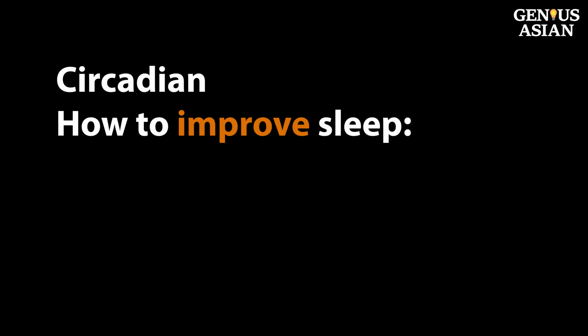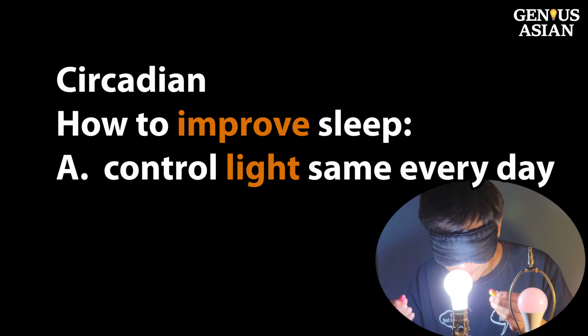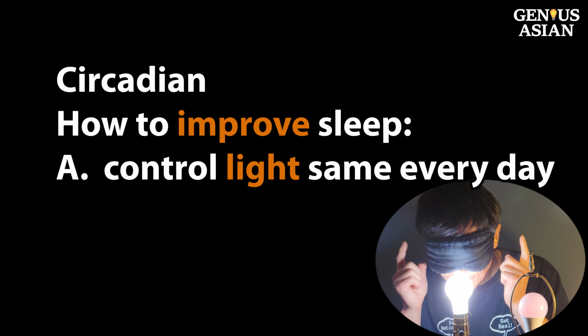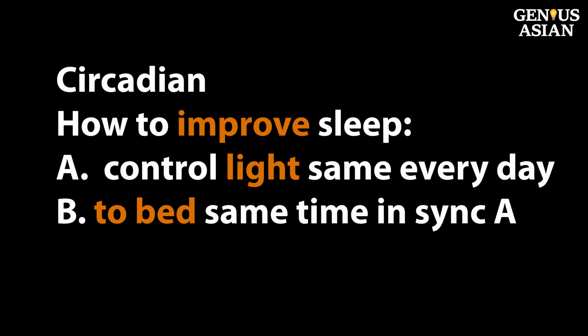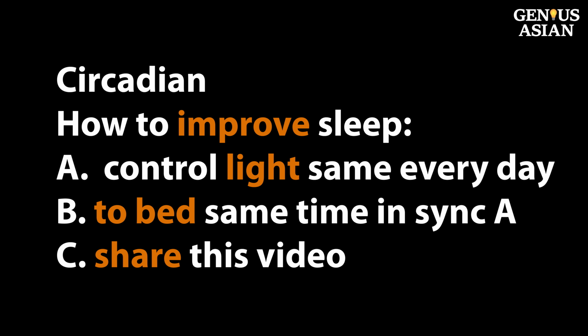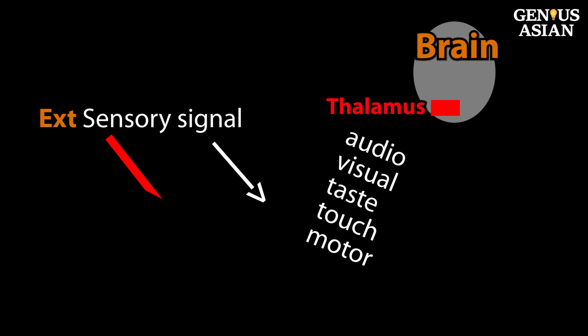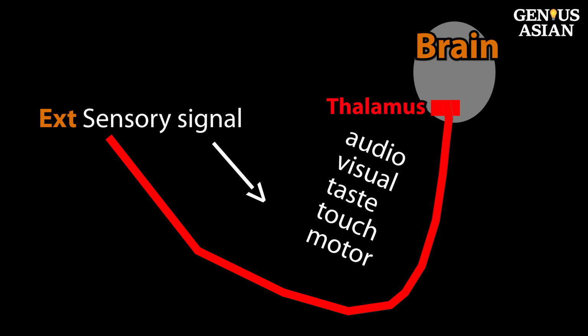So what can we do to improve our sleep? A. Trying to control the light exposure, as well as keeping the same light exposure timing every day. B. Go to bed at the same time that will be in sync with the light exposure every day. C. Share this video with the people you live with so that they respect your precise sleep schedule and because they may be generating external sensory signals that prevent you from falling asleep. Since all signals will reach the brain, if one of them fires up, it may trigger your sympathetic nervous system.